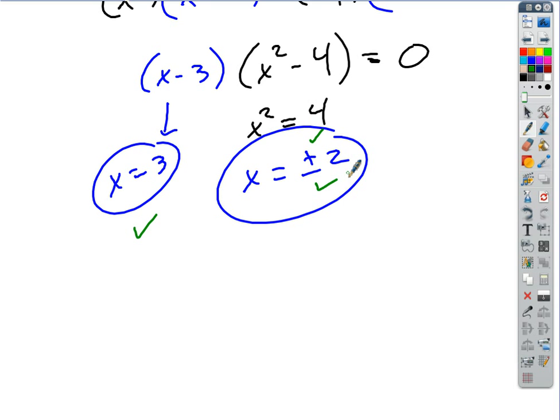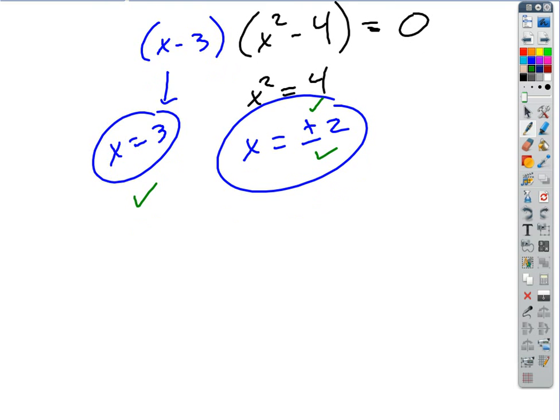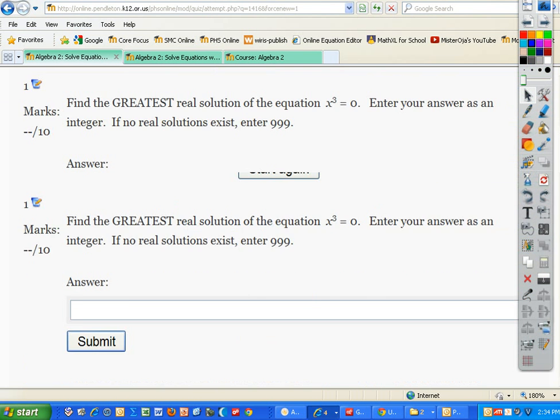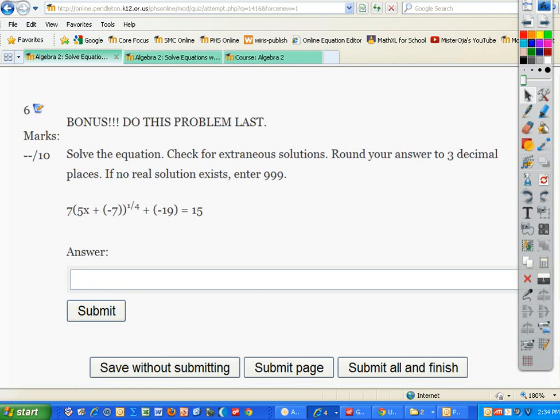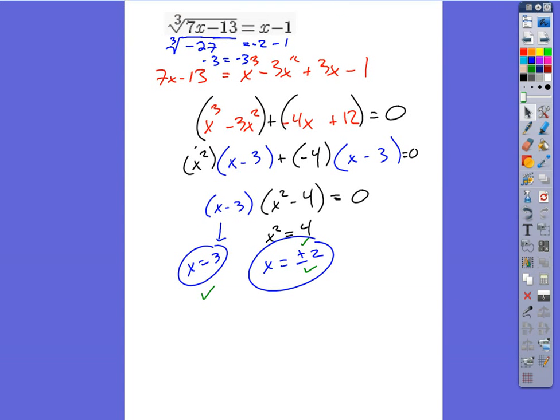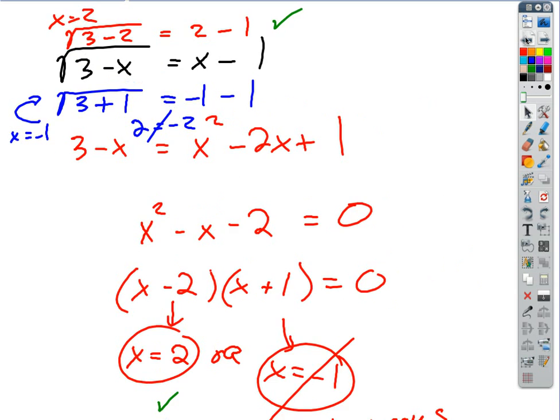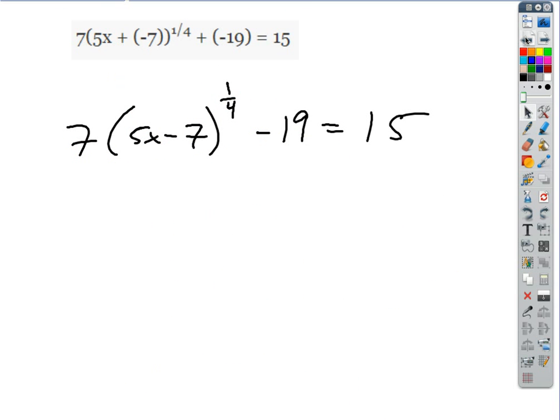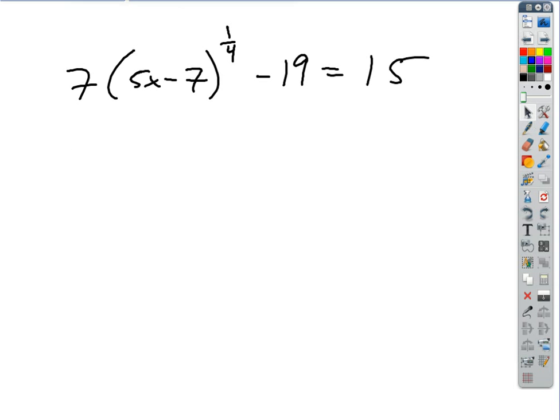All right, so if we went back to the problem that we were working on before, tell me what we would do. You got a good start on it. Add 19, good. And then, what power was that? Good. So 5x minus 7 equals, wow, 34, that's going to be big.